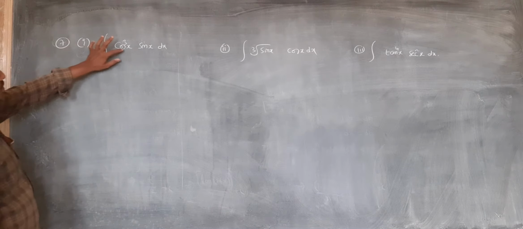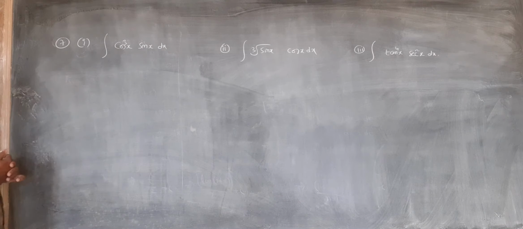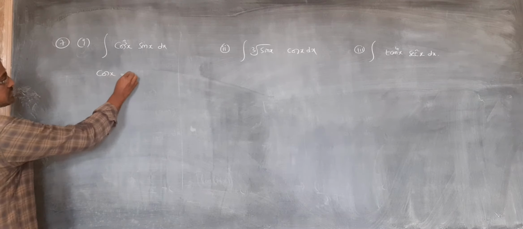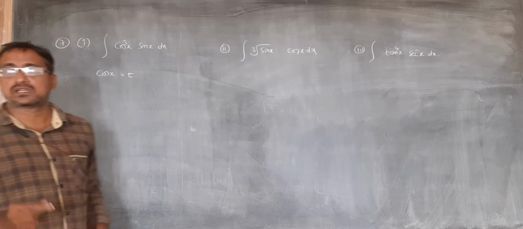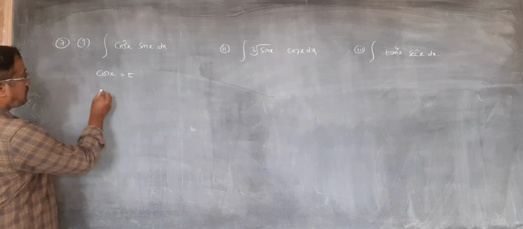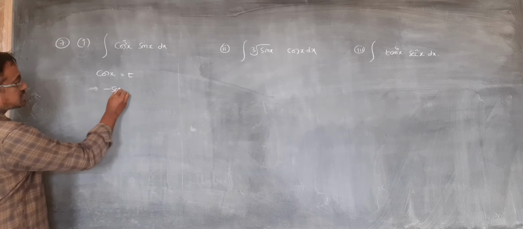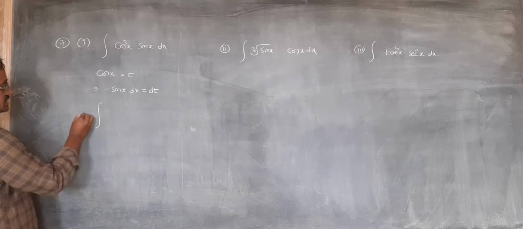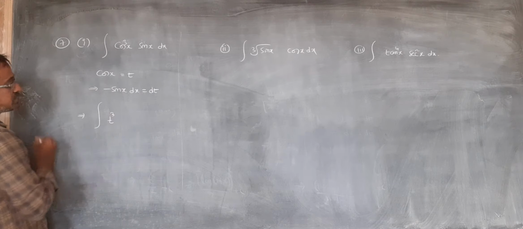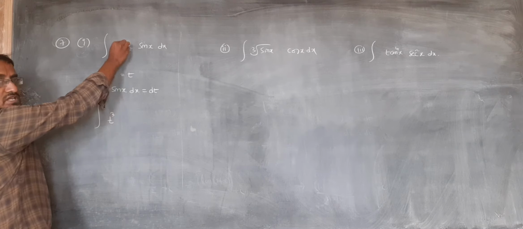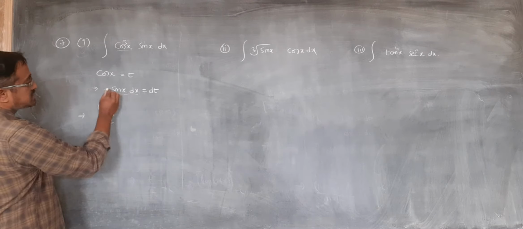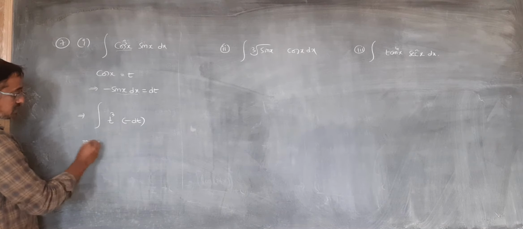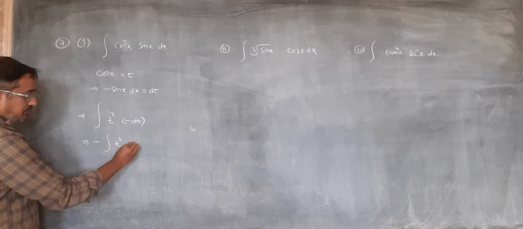Now this is integral cos cube x into sin x dx. If you take cos x is equal to t, its derivative is minus sin x. So minus sin x dx is equal to dt. So this can be written as integral t cube, now cos x is t, so t cube into sin x dx can be written as minus dt. So minus integral t cube dt.